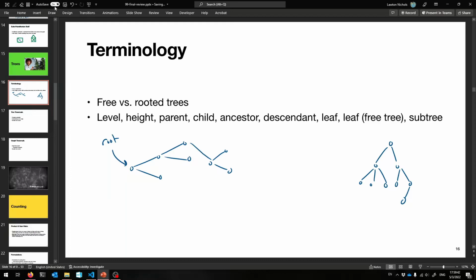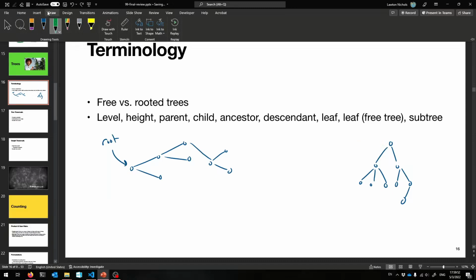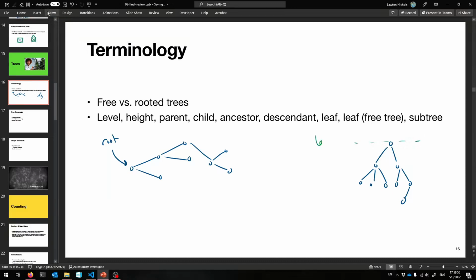You can talk about the level at which things are. So the root is at level 0, and then you go down successively from there. So this is level 0. This is level 1, level 2, level 3. The height of the tree is the maximum level that exists, so the height of this tree would be 3, thanks to that node. Parents and child relationships, it's always you go back up to get to your parent, you go down to get to your children. So this node has 3 children, right? These 3 nodes.